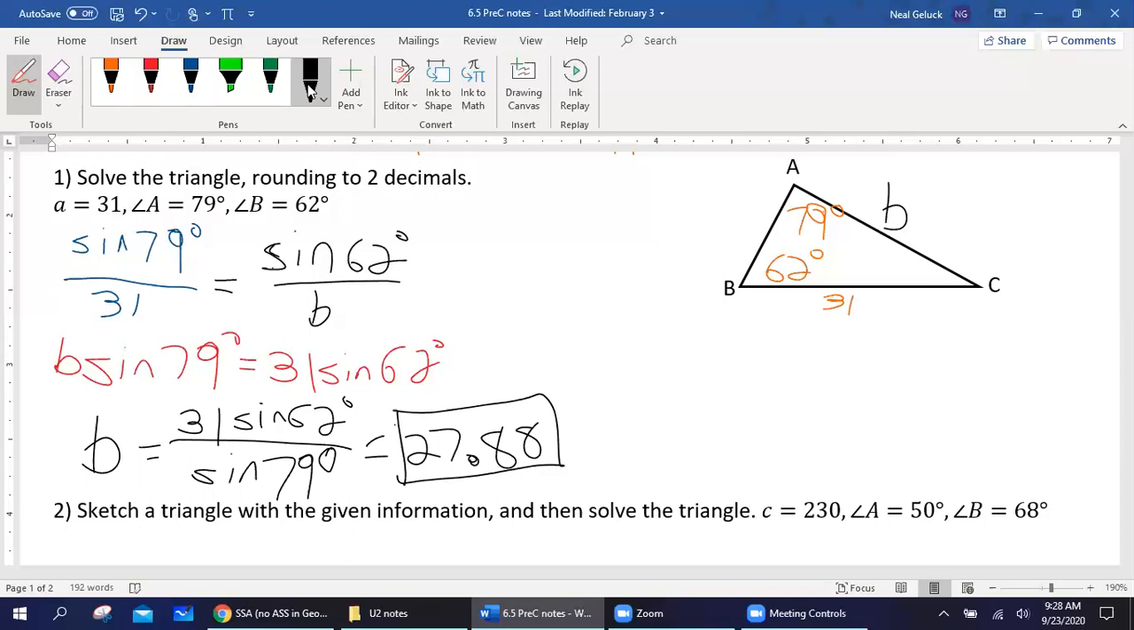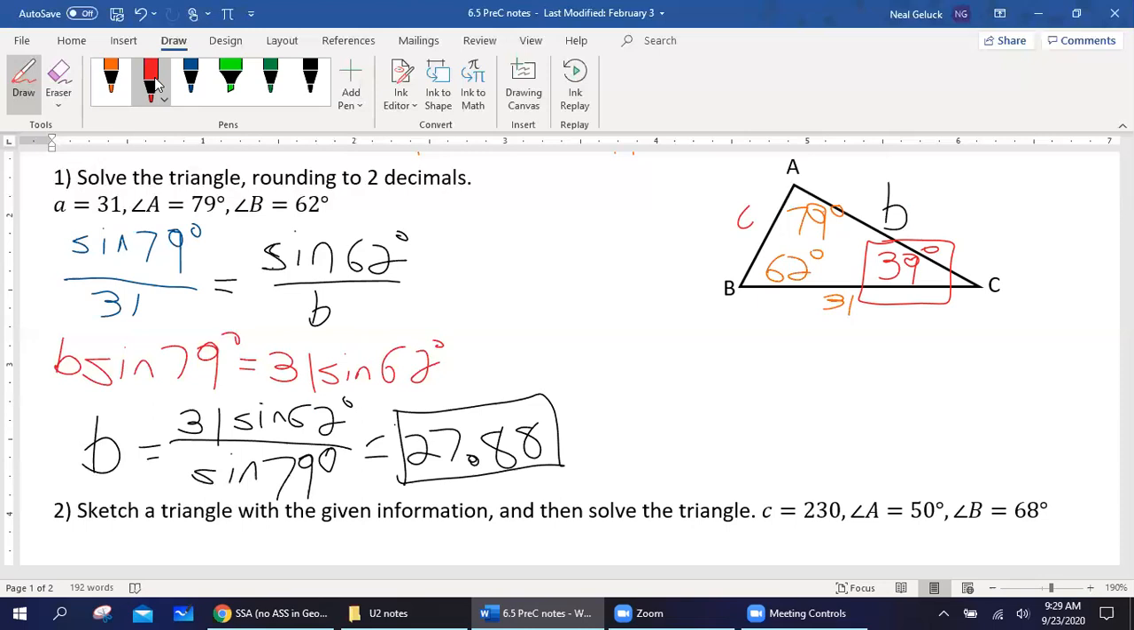Now remember, this is solve the triangle. We still have more information to figure out. I didn't get the missing angle, but that's easy enough because all the angles add up to 180. So if you add up the angles you have and subtract from 180, you'll get that your missing angle C is 39 degrees. So again, that is one of my pieces of information. Now I'm only missing side c.